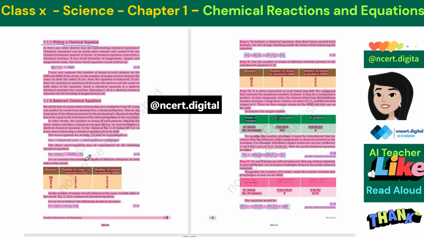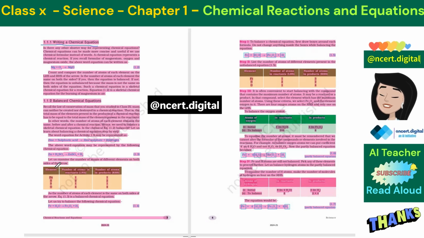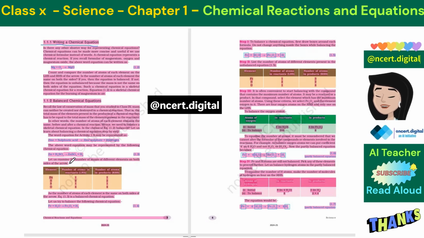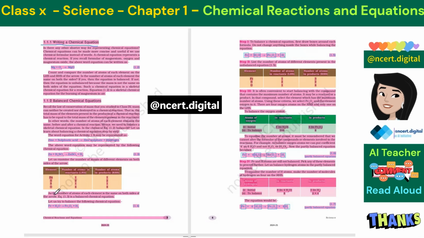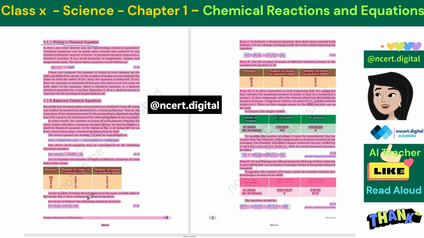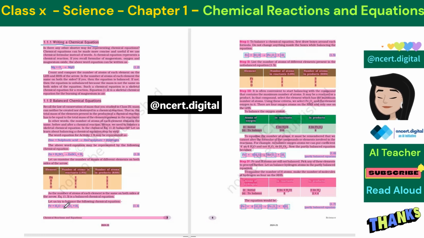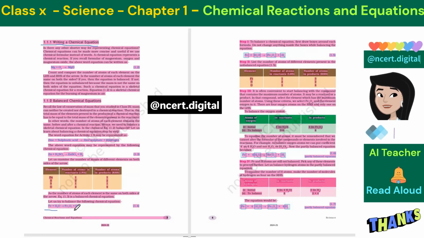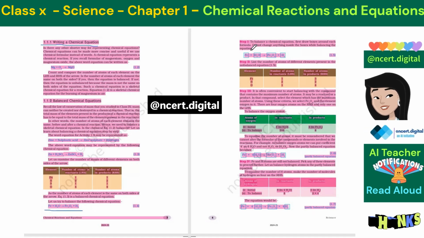Zn + H2SO4 → ZnSO4 + H2 (1.3). Let us examine the number of atoms of different elements on both sides of the arrow. Elements Zn, H, S, O: number of atoms in reactants (LHS) 1, 2, 1, 4; number of atoms in products (RHS) 1, 2, 1, 4. As the number of atoms of each element is the same on both sides of the arrow, equation 1.3 is a balanced chemical equation.